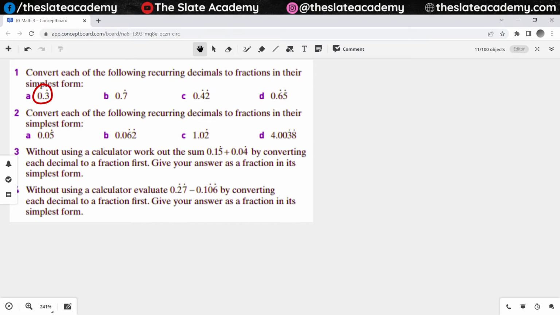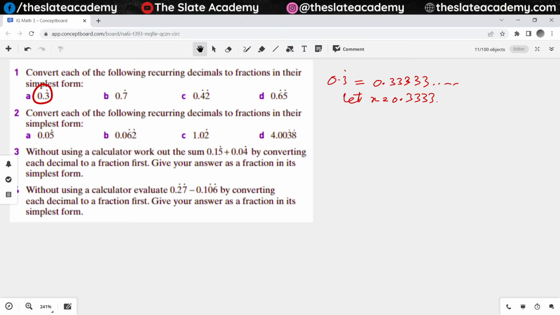0.3 dot, this would mean that this is equal to 0.33333 till infinity. Now the question is, how can I convert this recurring decimal into a fraction? So the first step would be, I would say let x is equal to 0.3 dot, or the 0.3 recurring.